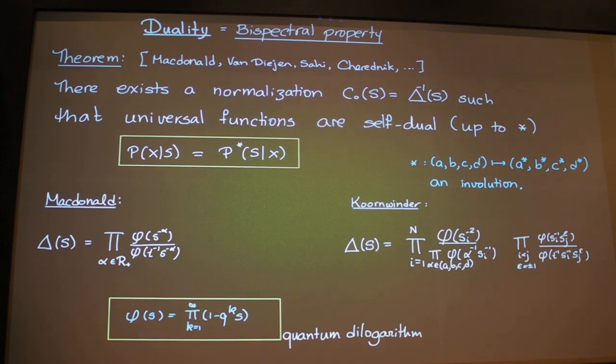Sorry, phi is the quantum dilogarithm. So the quantum dilogarithm in this particular lecture is going to be defined as the infinite product, where k goes from 1 to infinity.